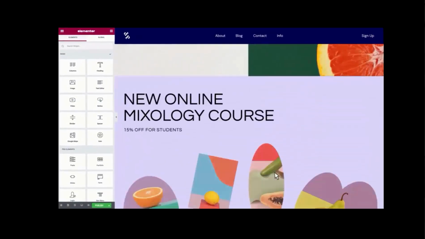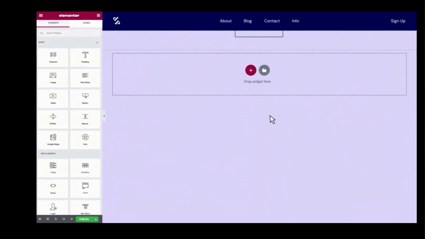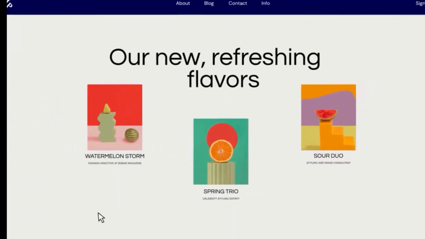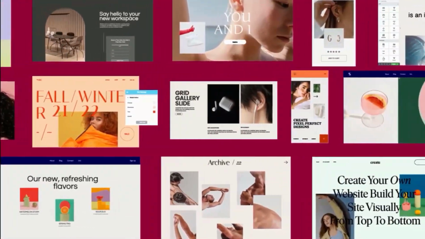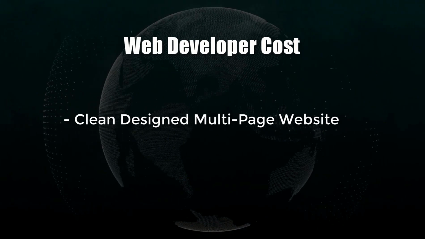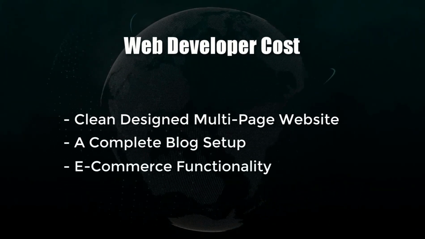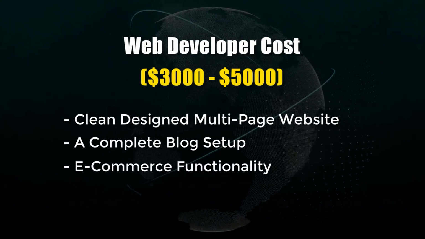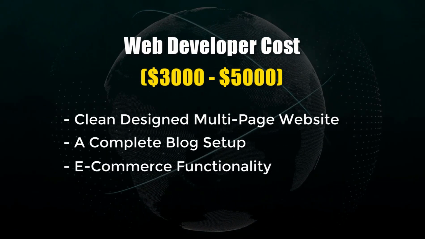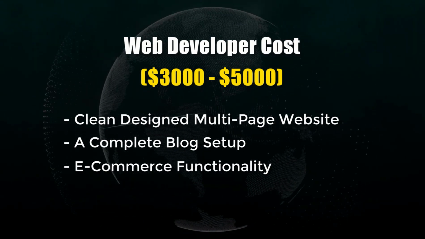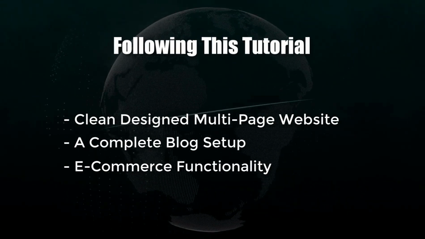So no matter if you have built a website before or if it's your first website, this is the perfect tutorial for you. And let's say if you want to hire a web developer to make a website like this, I mean a clean designed multi-page website, a complete blog with that, also with the e-commerce functionality, that will cost you minimum $3,000 to $5,000. But if you follow this step-by-step tutorial, then you don't have to hire a developer. You can make this complete functional website within $100 only.